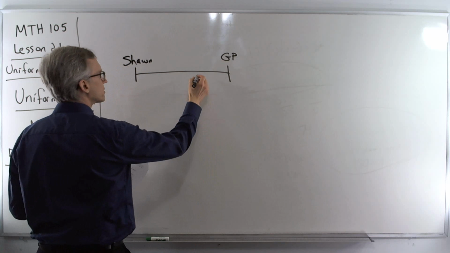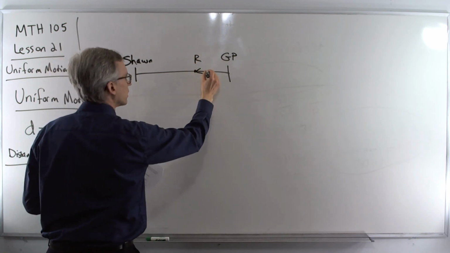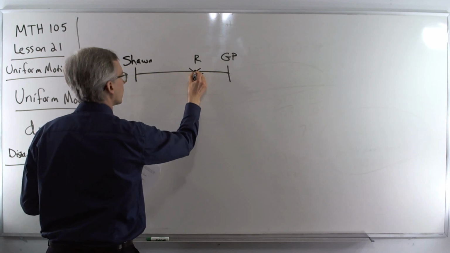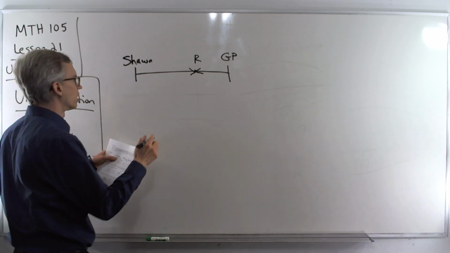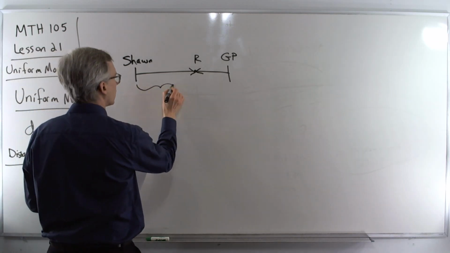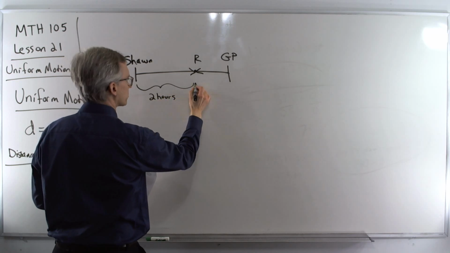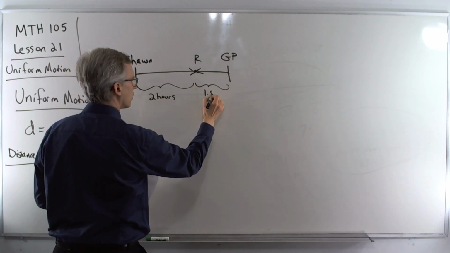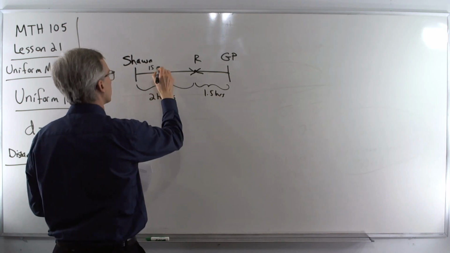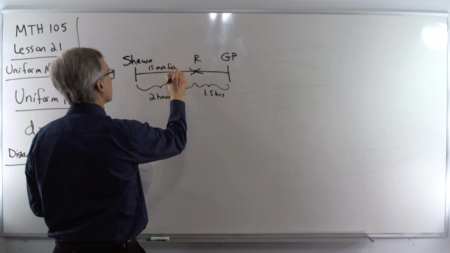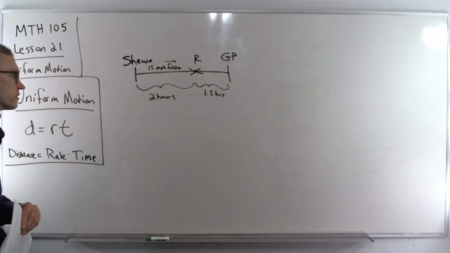There's Sean and his grandparents, and the restaurant is somewhere in between. Now we know that Sean goes for 2 hours, and his grandparents 1.5 hours. And he is going 15 miles per hour faster.